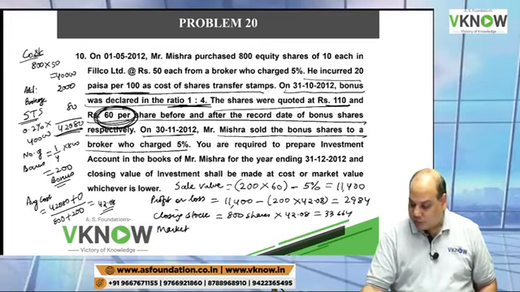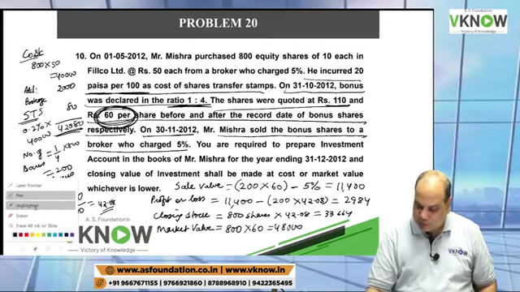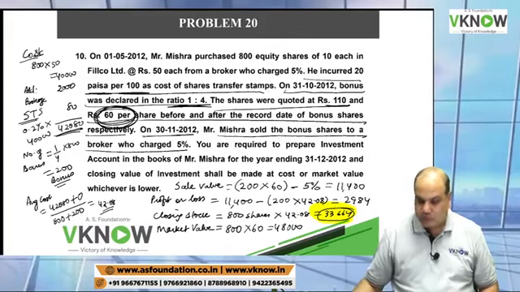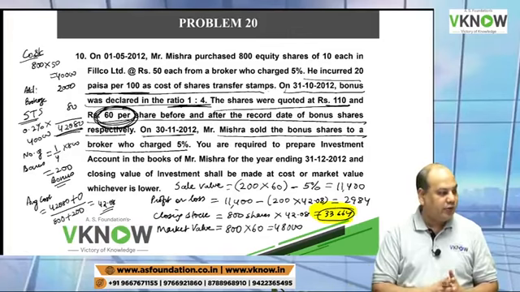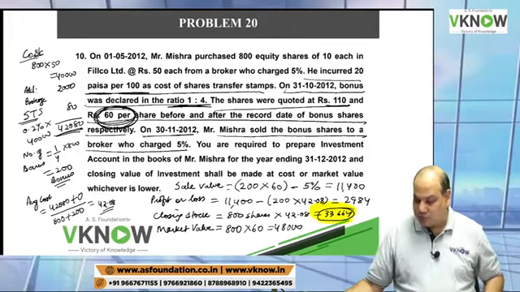And if you look at the market value, it is 800 into 60. That is 48,000. So the investment will be valued at the lower of the two, that is 33,664. 33,664 is right. So I have given you all the working notes.